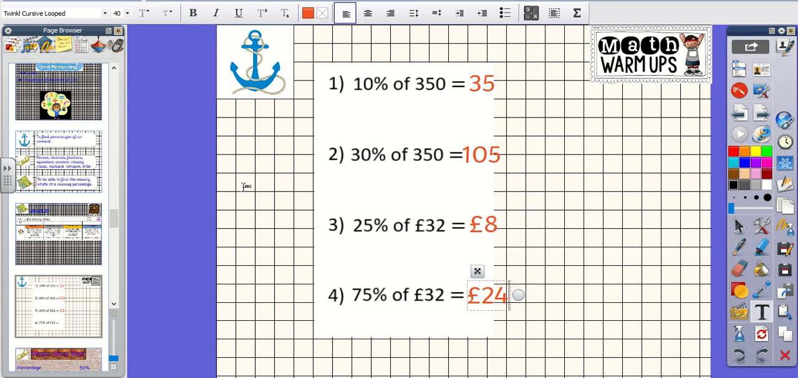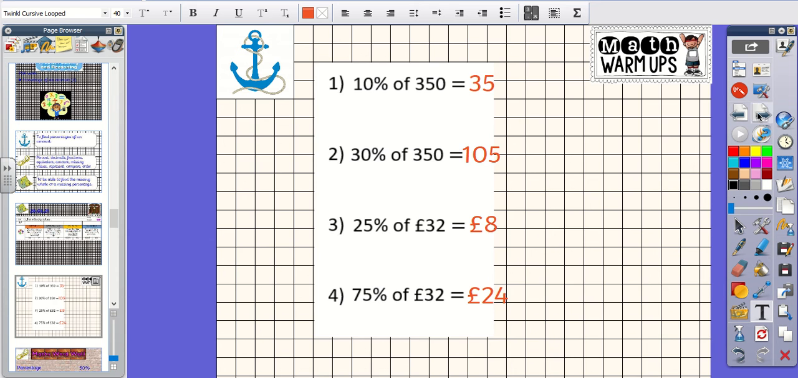Okay then, so you should have got these answers. So 10% of 350 is 35. Now because you found 10%, you will be able to find 30% by multiplying your answer by 3. And that answer would be 105. 25% of 32, so you would have divided 32 by 4, and that would have given you £8. Remember our unit sign there. And then 75%, because you've already found 25%, you times 8 by 3, which gives you £24 again.